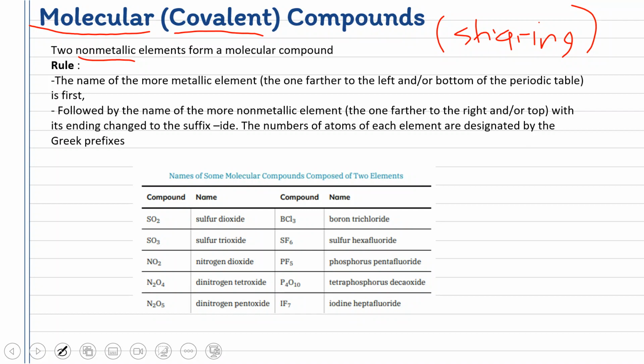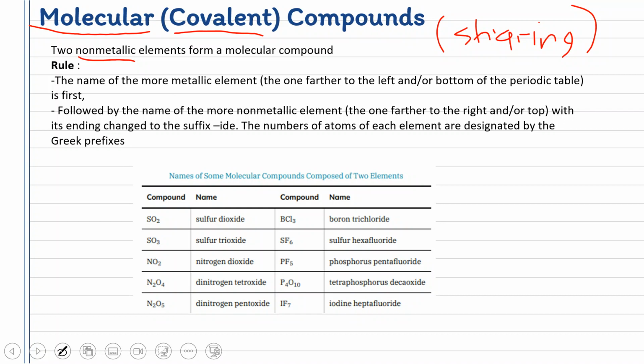Okay, great. So we're seeing for this kind of compound, the rule for naming is that we're going to name the more metallic element first. All that means is that even though most of them are going to be found on the far right, the one that is more on the left than the other is going to be named first.